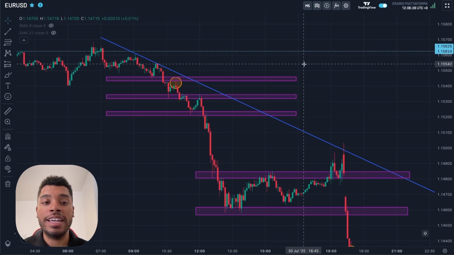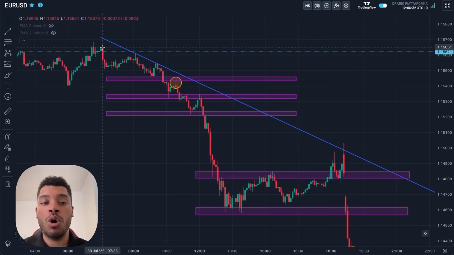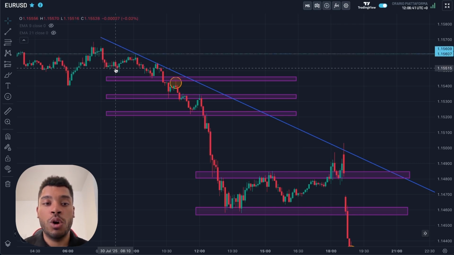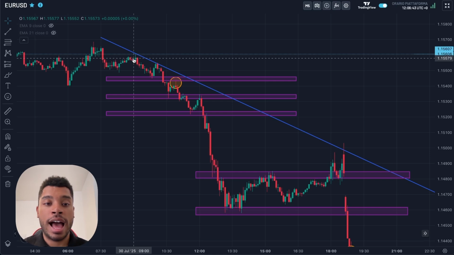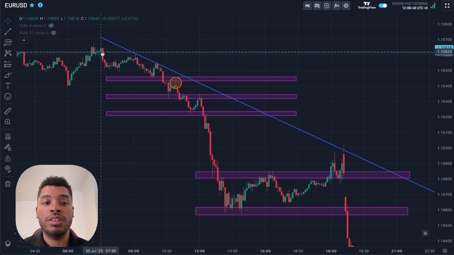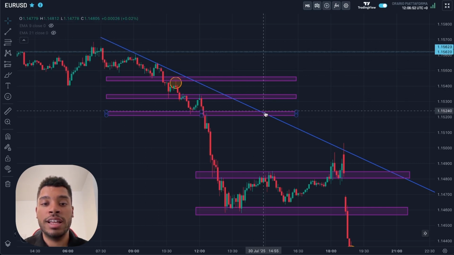So first of all, I identified that we were in a downtrend. To do so, you just need to look at the lows and the highs of the price. As you can see here, we had a high, here we had a low, next we have a lower high, then we have a lower low, then we have another lower high. So this means that we are in a downtrend, and so that's why I drew this trend line.